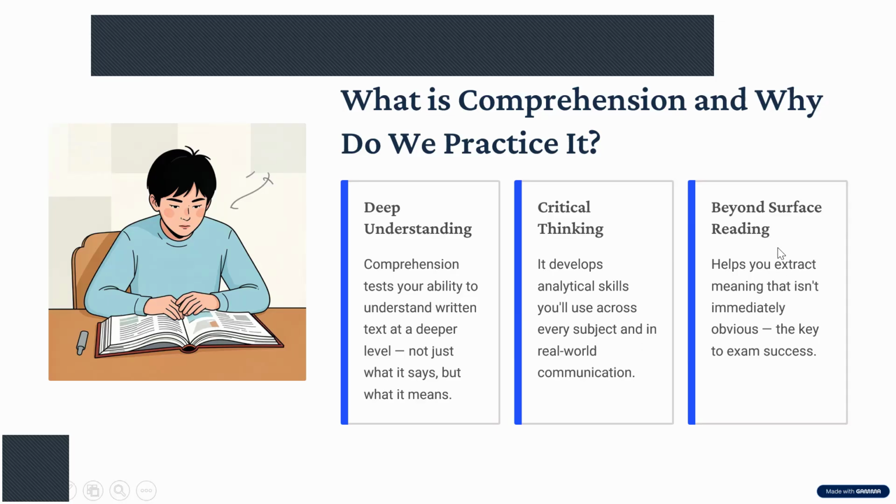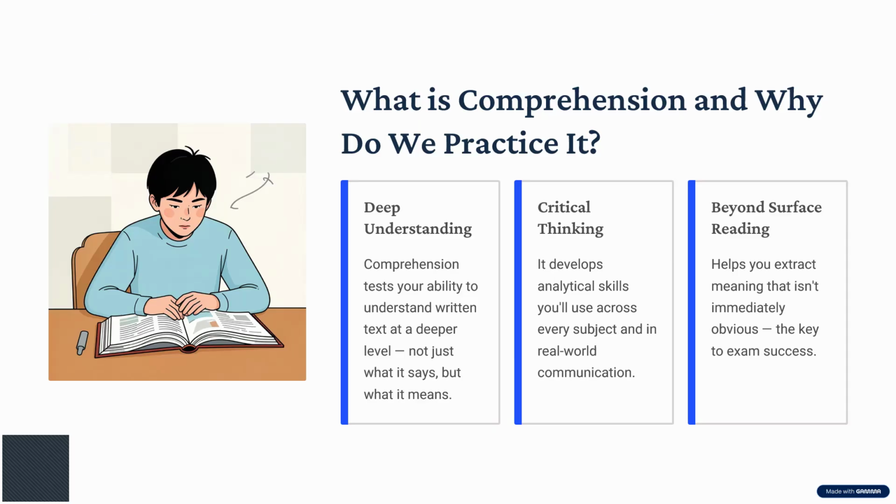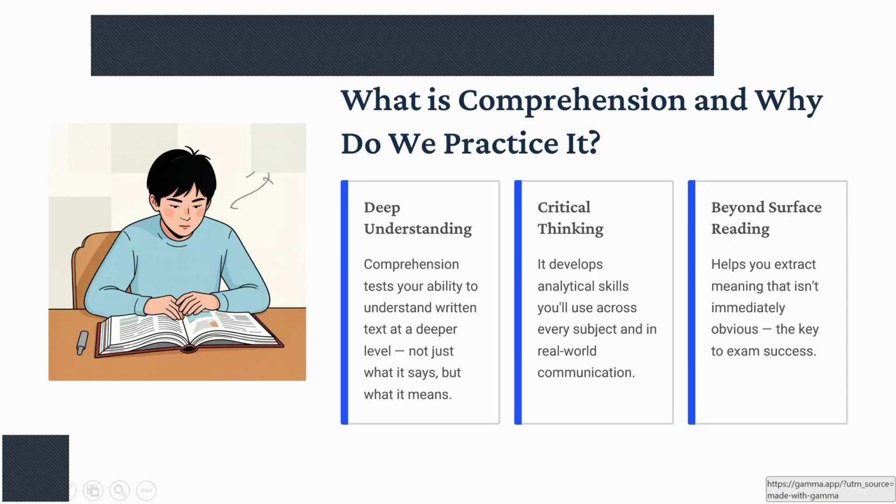And then you do comprehensions to understand beyond surface reading, to understand the meanings which are beyond surface reading. Surface reading is simply reading the text pasted on a paper. But if you really want to understand something that the writer hasn't said clearly, but means, this is what comprehensions are for. They help you extract meaning that isn't immediately obvious. This is the key to exam success.